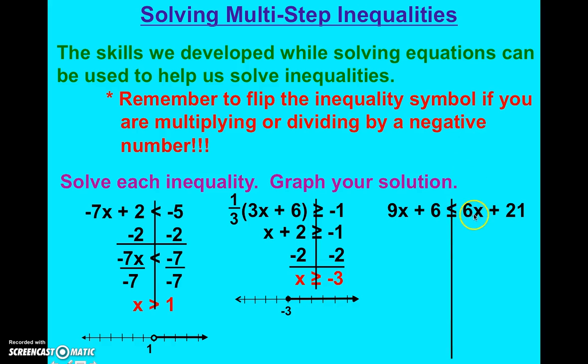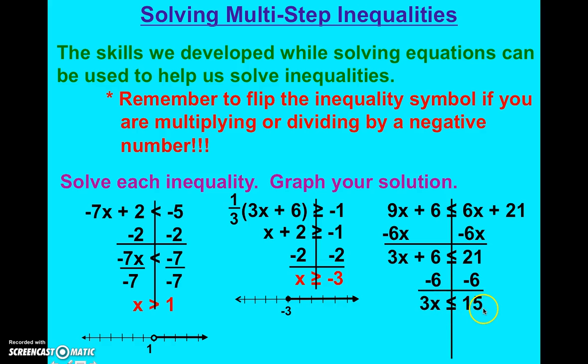Okay, draw the line. We want to move all our x's to one side and all of our numbers to the other. I think the easiest is to move the 6x. So you're left with 3x plus 6. Next, I'd subtract 6. 3x is less than or equal to 15. Last step, divide by 3. x is less than or equal to 5. So closed circle on 5, less than is going left. Okay, if you didn't get this, pause the video, write it down.